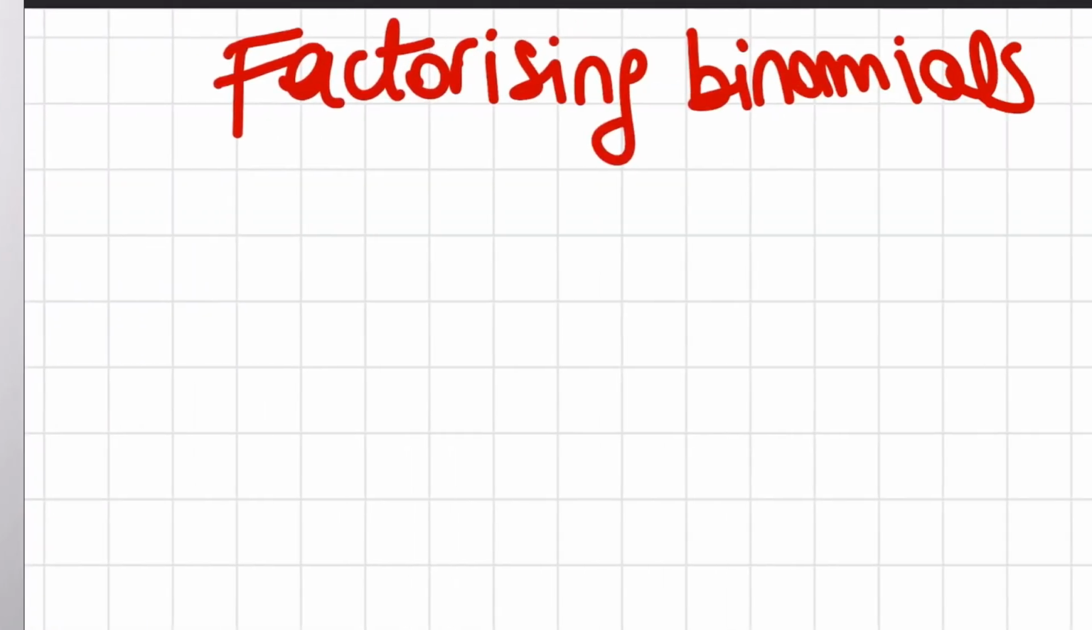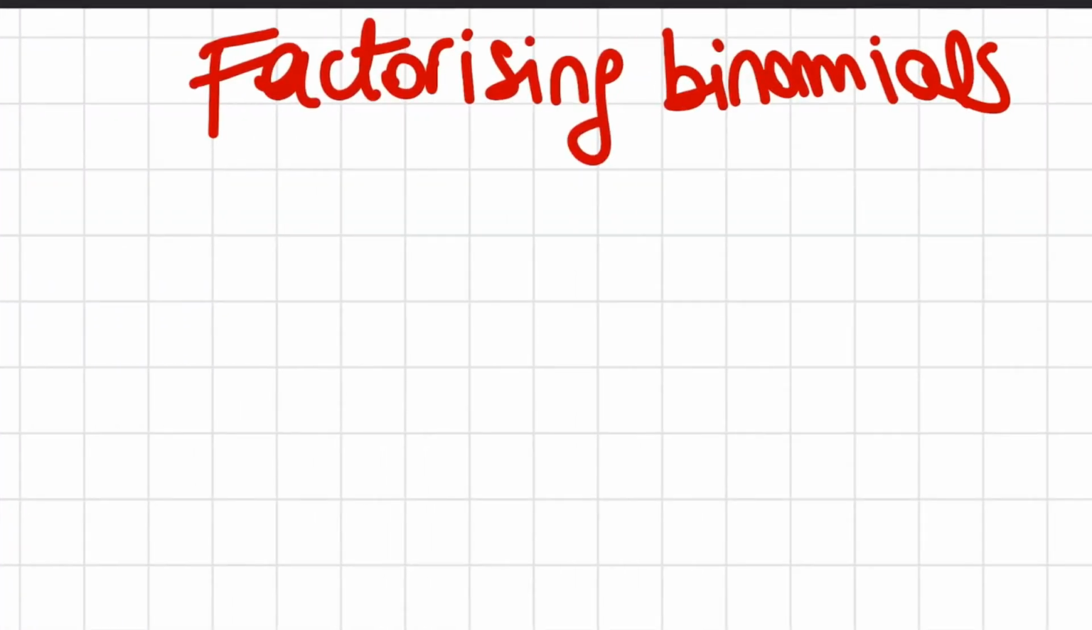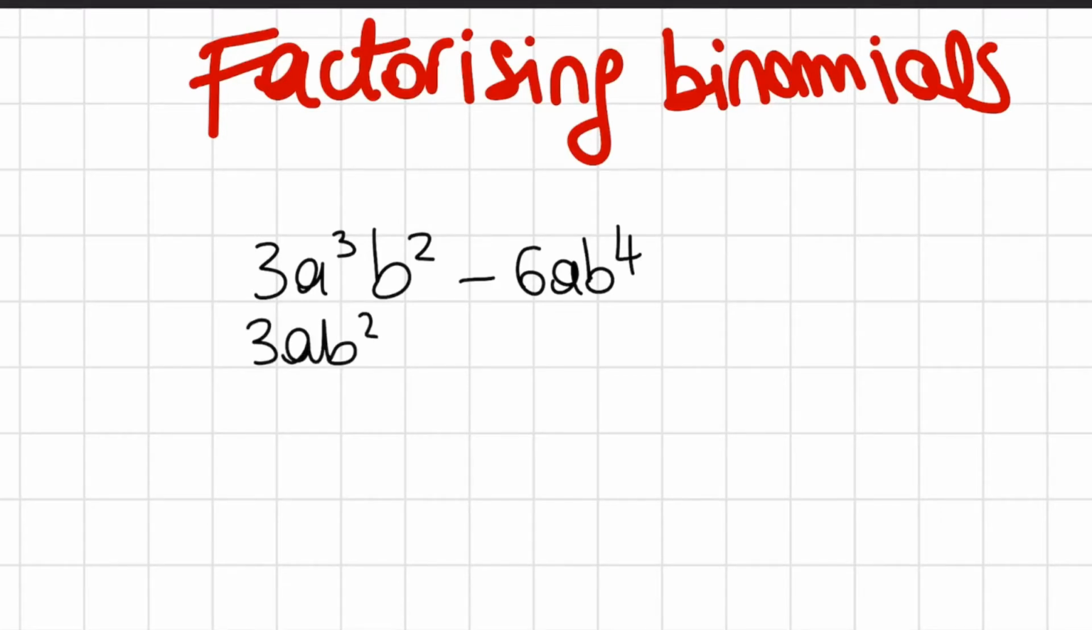You might be faced with a binomial that does not need any fancy shortcut, such as 3a cubed b squared minus 6ab to the power 4. In this case, you'll just use complete factorization and your common factor would be 3ab squared. Your quotient would therefore be a squared minus 2b squared.